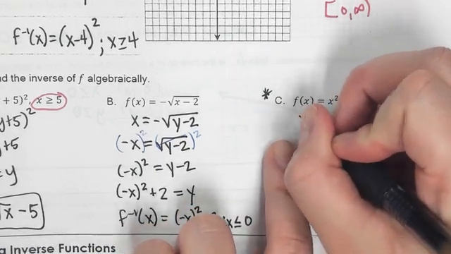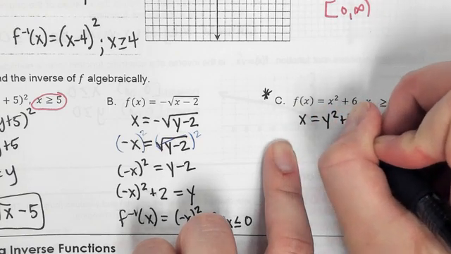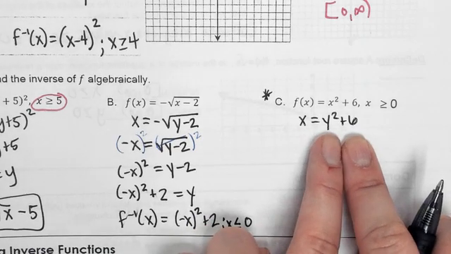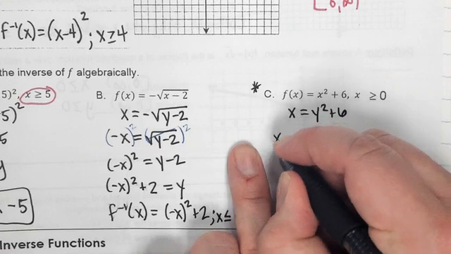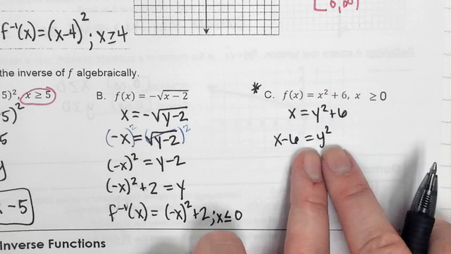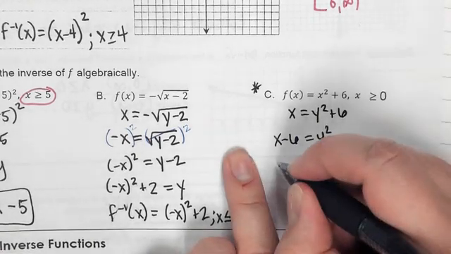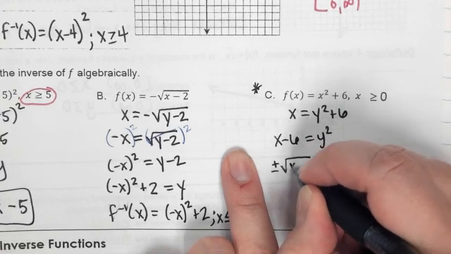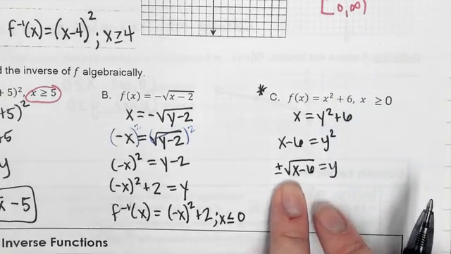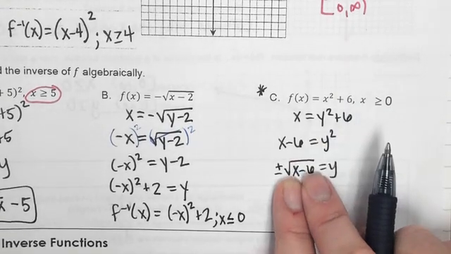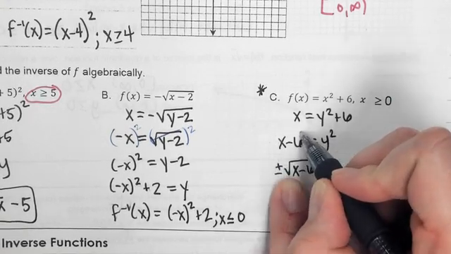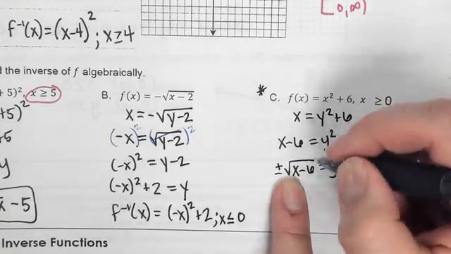Did we all switch x and y? We all do that? Now we get y by itself, so you minus 6. And now I square root. So I have the positive and negative square root of x minus 6 equals y. And the whole thing is under the square root because I square root everything that's on this side. So it's the square root of all of x minus 6.